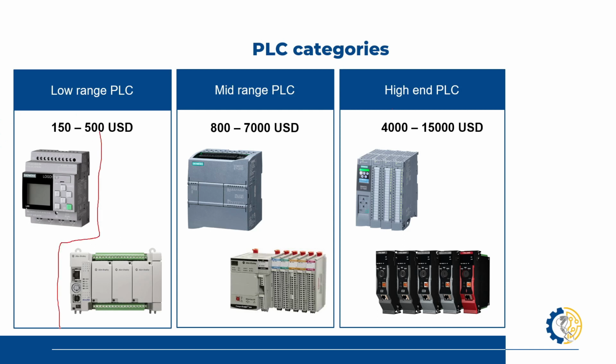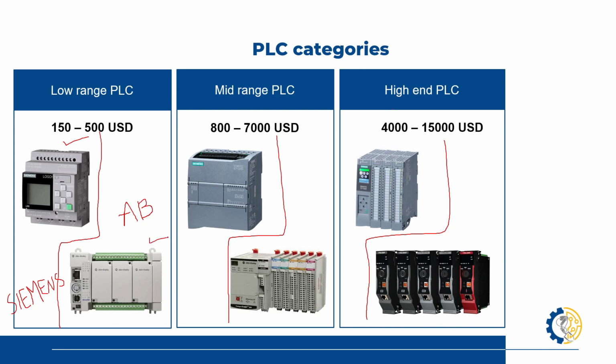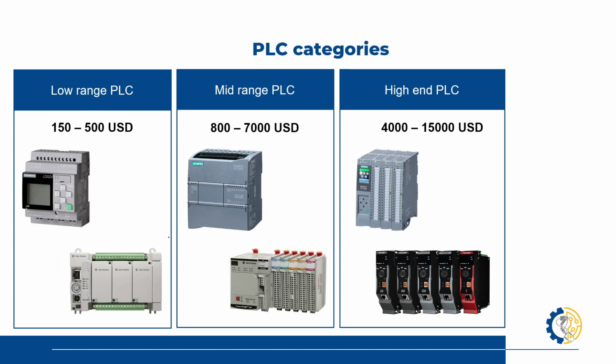So for low tier PLCs, we have on our left side Siemens. Sorry about the writing, my penmanship is very basic. So we have Siemens on this side, and on our right side, we have Allen Bradley or Rockwell Automation as an example. Now, this is a LOGO, this is a Micrologix, but the one that we have here is a Picologix, which is also a bottom tier.